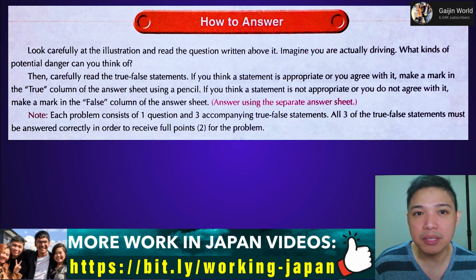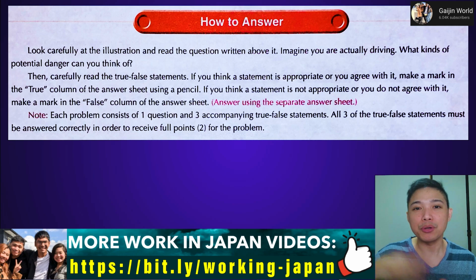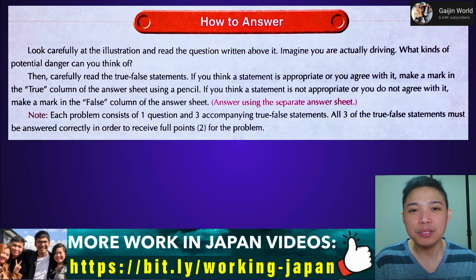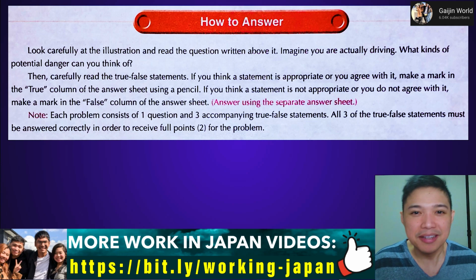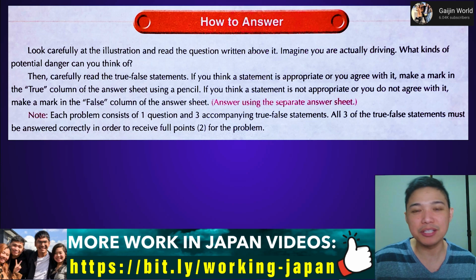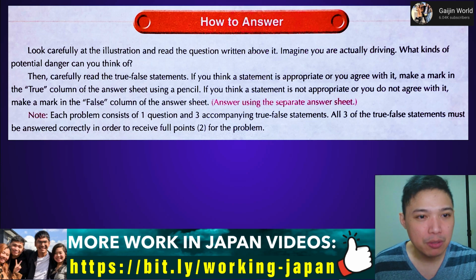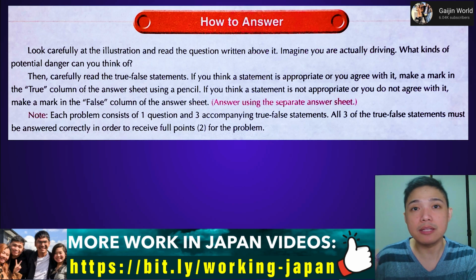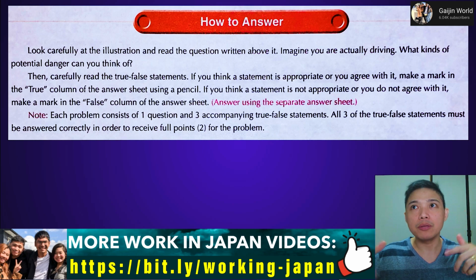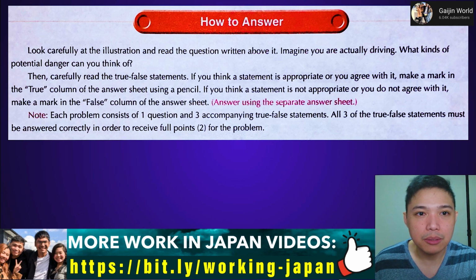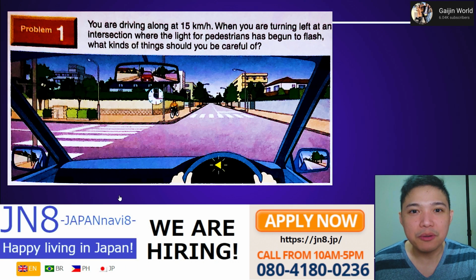If you think a statement is appropriate or you agree with it, make a mark in the true column of the answer sheet using a pencil. For you guys, while watching this video, you just have to answer it in your mind, or you can also take note if the answer is true or false for each question. You just have to imagine it's like you are answering the final exam. Okay, so let's start.